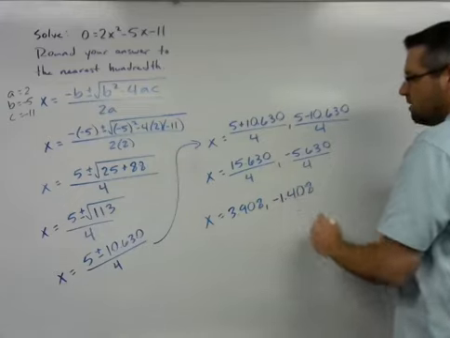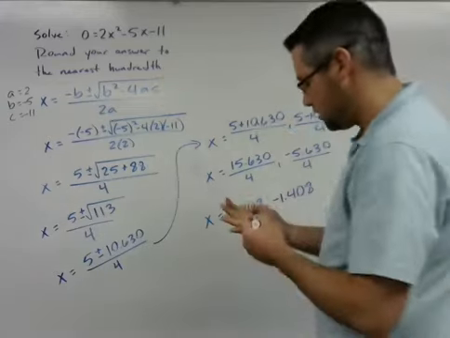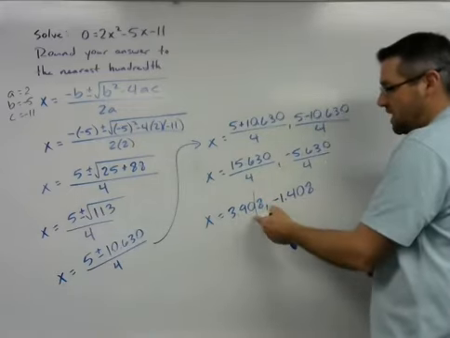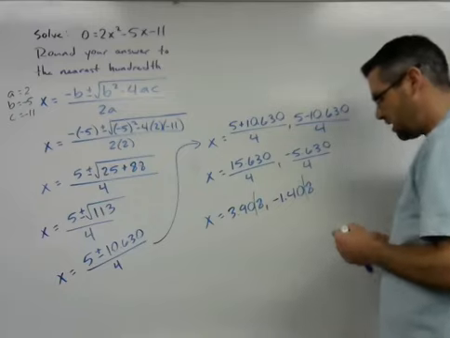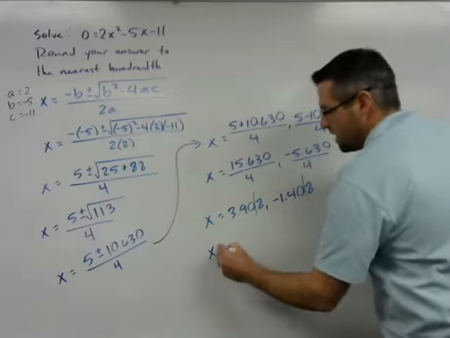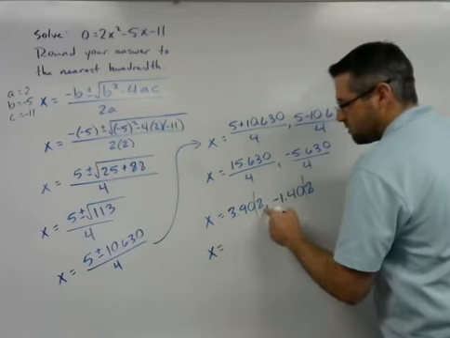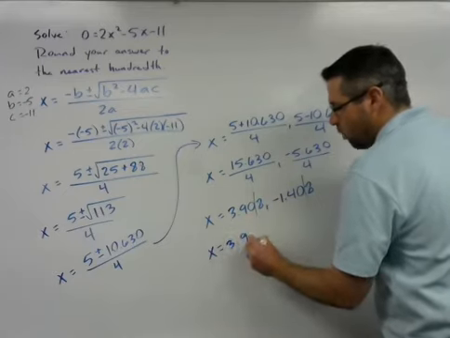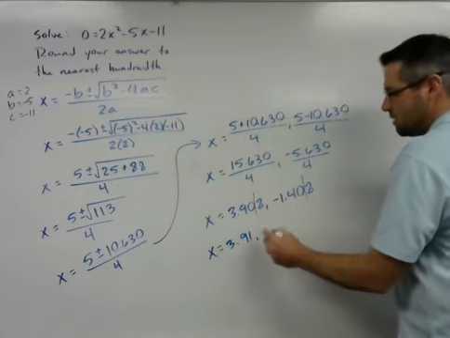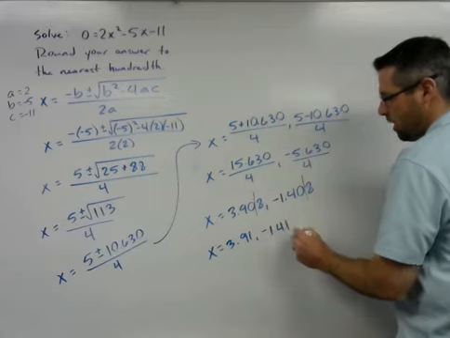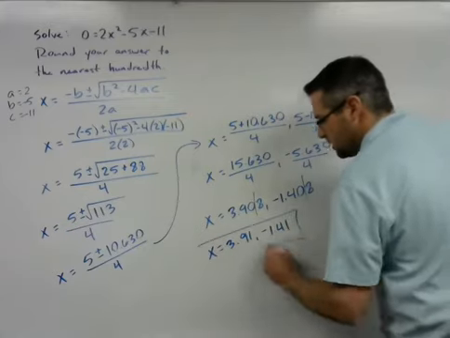And then the negative 5.630 over 4 is going to be negative 1.408. And then we want to round our answer to the nearest hundredth. So we're going to cut these off after the hundredth. The penny is a hundredth, right? Because there's 100 pennies in a dollar. And then we'll round from there. So because the 8, the number that comes after it, is greater than 5, we'll round the hundredth up. So it'll be 3.91. And then same thing here. This will be negative 1.41. That's the nearest hundredth there.